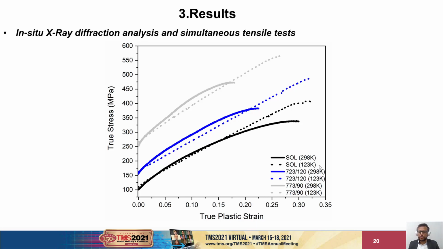And we also noted that the test performed at cryogenic temperature presented a higher uniform elongation, and this is due to the activation of mechanical twinning as the main deformation mechanism operating at cryogenic temperature, and this mechanical twinning delays the necking of the tensile specimen.